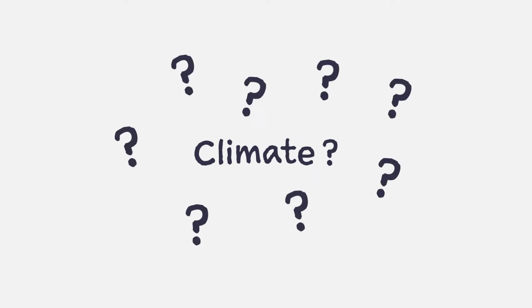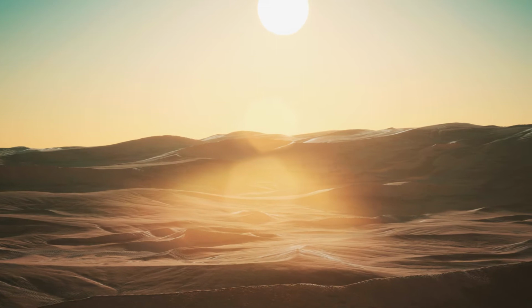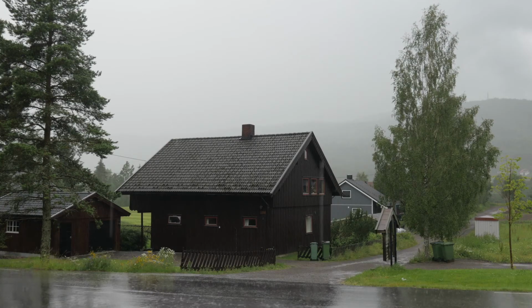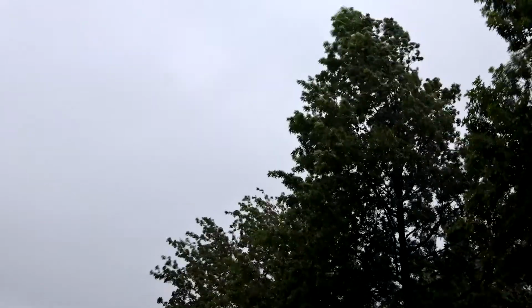Well, climate represents the weather conditions that are mostly seen in a particular area of the planet. When talking about climate, we usually specify the average temperature, rainfall or precipitation, humidity, wind velocity, and more.